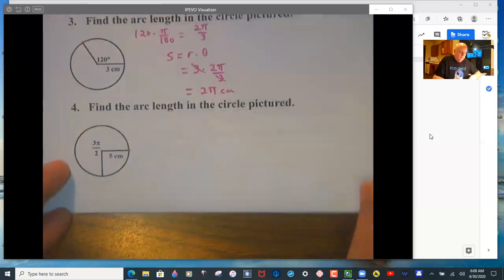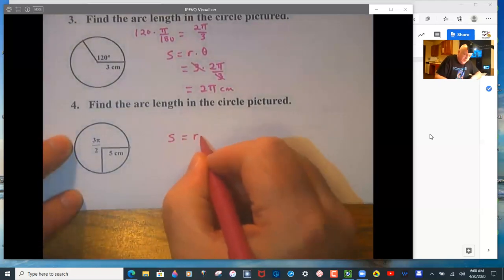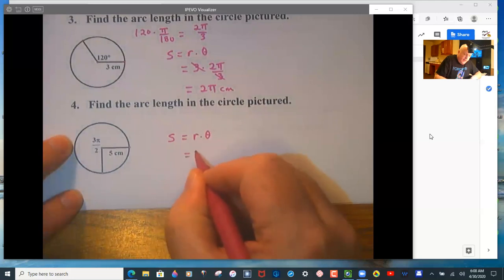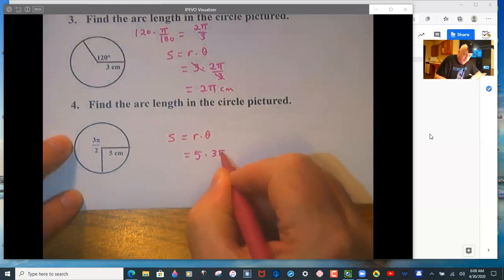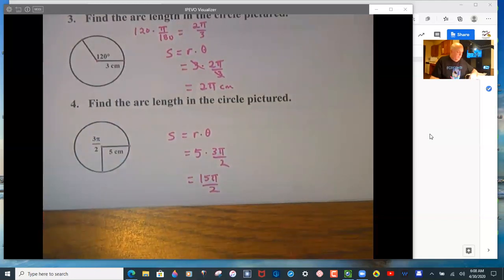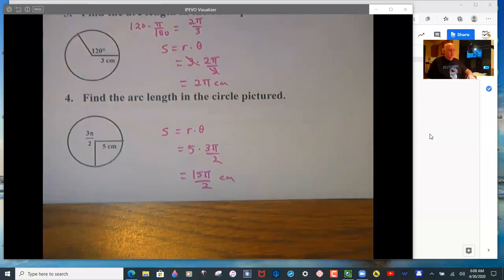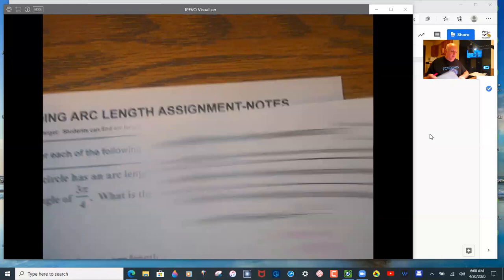Number 4, so we have 3 pi over 2, that's already in radians, so very nice, is 5 times 3 pi over 2. Just do the 5 times 3 and you got it. 15 pi over 2 centimeters. Easy enough. Keep it in terms of radians, and life is pretty simple.